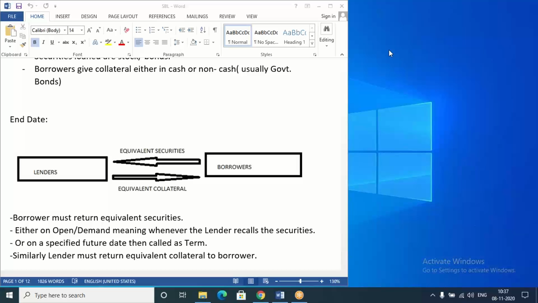The other end of it is, now the lender has said, okay, 15th November is the fixed date you have to return the securities to me. Before that, I will not recall. So that is called a term contract. Now, have you understood the difference between open and term, or demand and term? Similarly, the lender has to return the equivalent collateral that the borrower has given the lender. Is everyone clear till here?